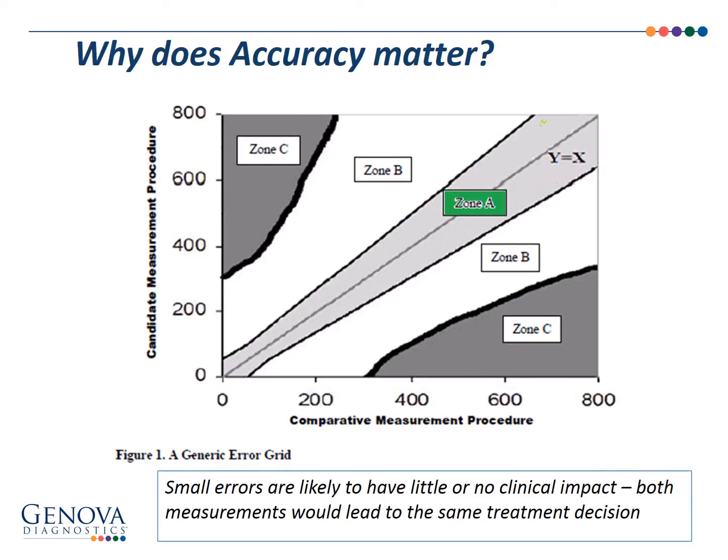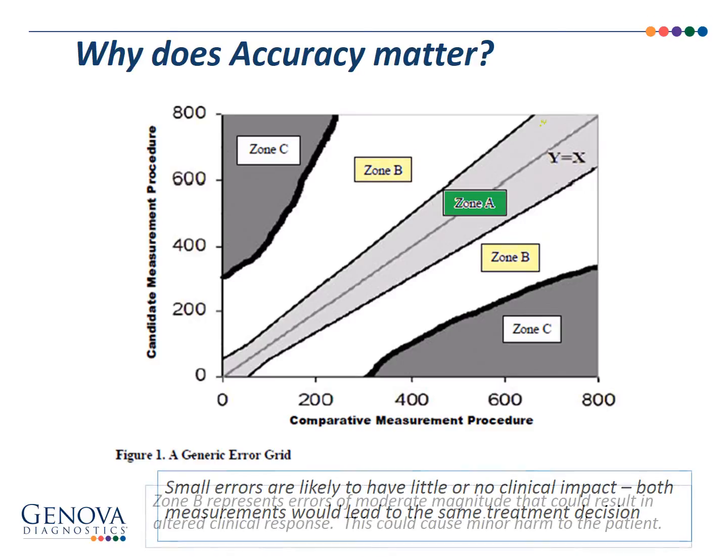So you can see we have our comparative measurement procedure, our known on the X, and our measurement on the Y, the assay that we're testing. And this is assuming Y equals X, so we have a slope of perfect correlation between the two. And so we've drawn the zone A in green here, and this is indicating where small errors are unlikely to have much of a clinical impact, meaning that if we're off by a couple percentage points here and there, it's going to lead to the same treatment decision.